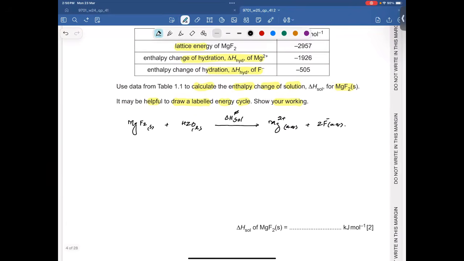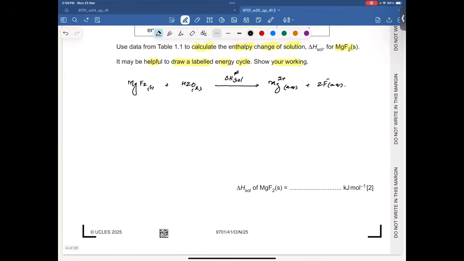Okay. Now, hydration of cation and anion and lattice energy are given. So, what is lattice energy? When gaseous cation and gaseous anion combine together to give 1 mole of ionic solid, that's called lattice energy. And when gaseous cation and anion are dissolved in water, they turn to aqueous cation and anion. That's going to be your hydration enthalpy.